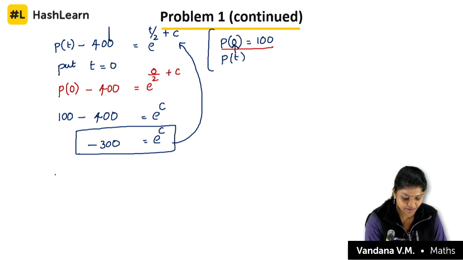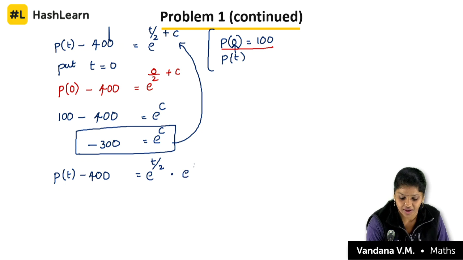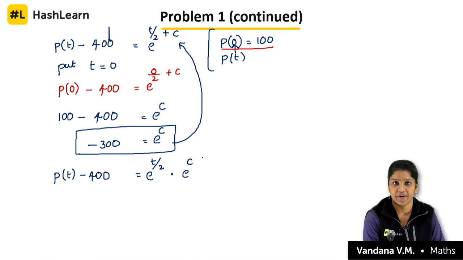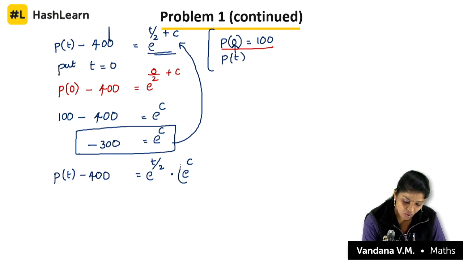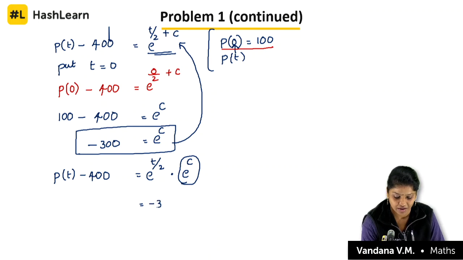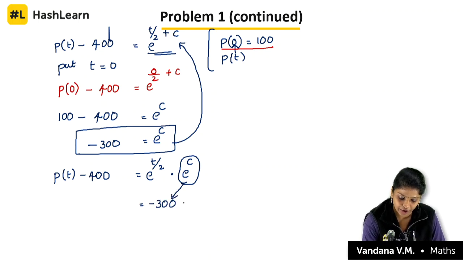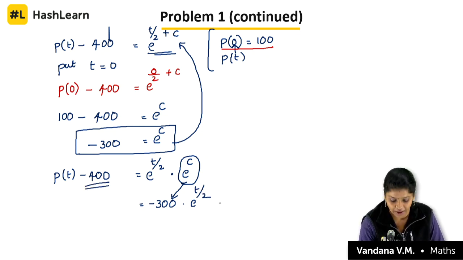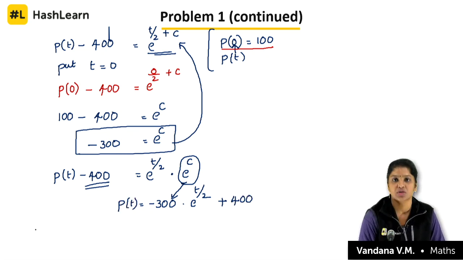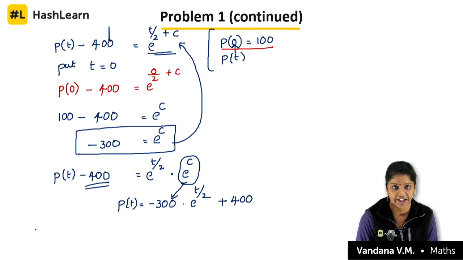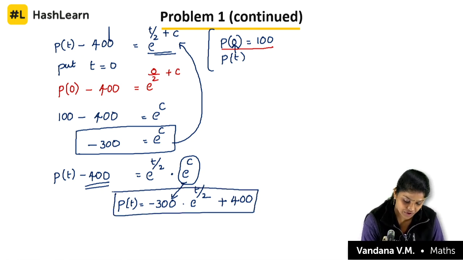So this can be written as p(t) minus 400 is equal to e power t by 2 times e power c. Whenever the bases are equal, I can add the powers, right? So whenever it is adding, I can split that, isn't it? So I know the value of e power c is what, children? Minus 300 is the value of this, into e power t by 2. Now I am going to send this minus 400 to the other side as plus 400. Why I did that? Because they told us to find out only p(t), polynomial in t. I would like to find out this equation.